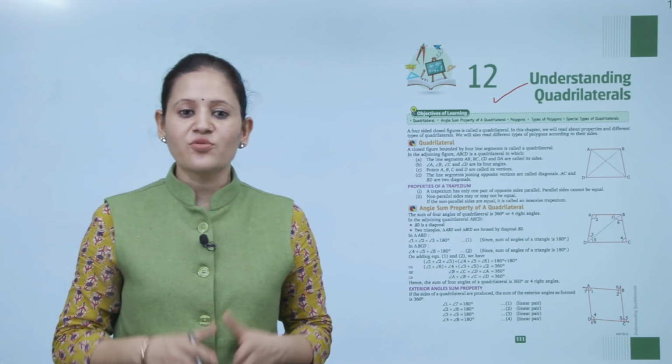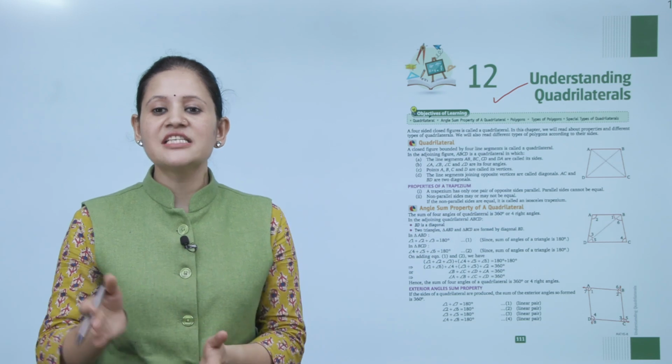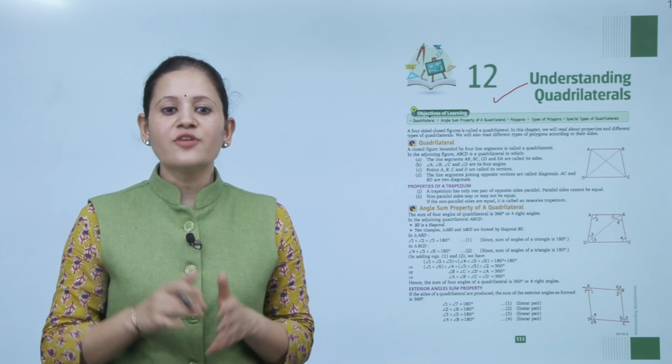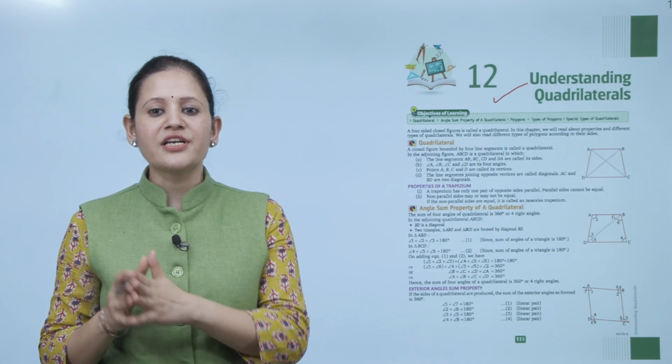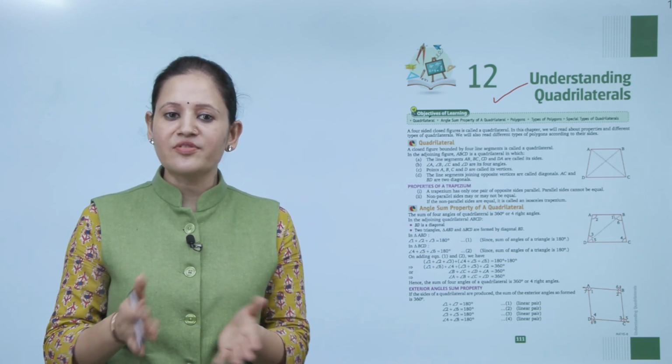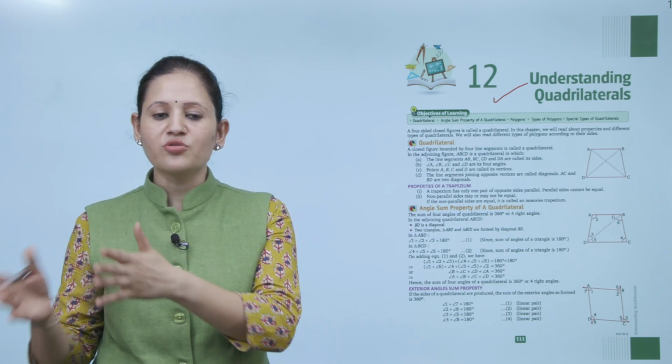Our learning objectives are quadrilaterals, angles and property of quadrilaterals, polygons, types of polygons and special types of quadrilaterals. A four-sided closed figure is called a quadrilateral. In this chapter we will read about the properties and different types of quadrilaterals. We will also read about different types of polygons according to their sides.